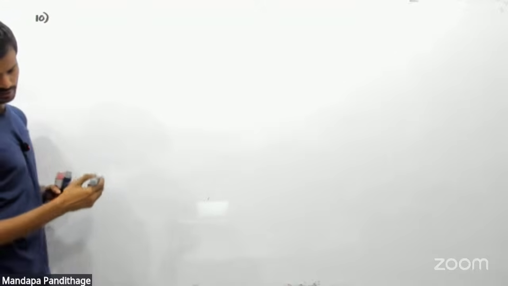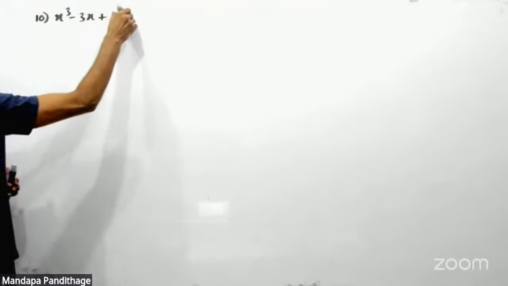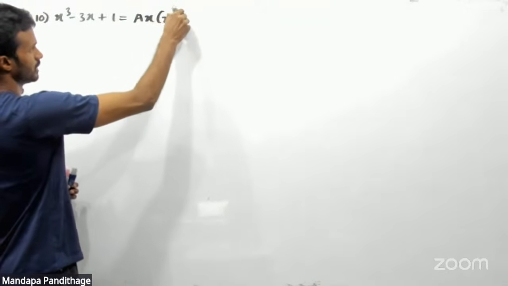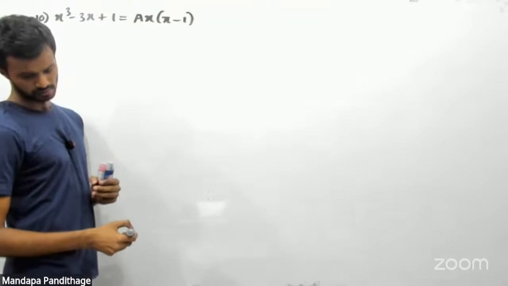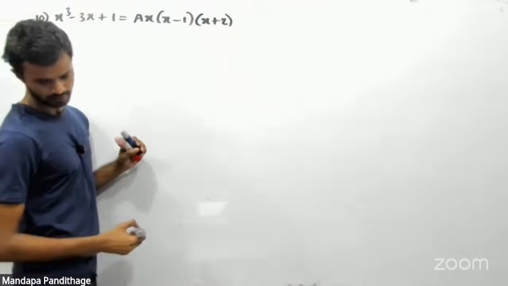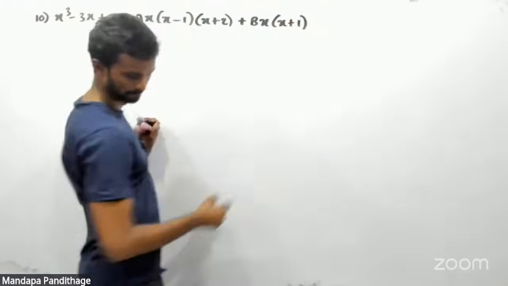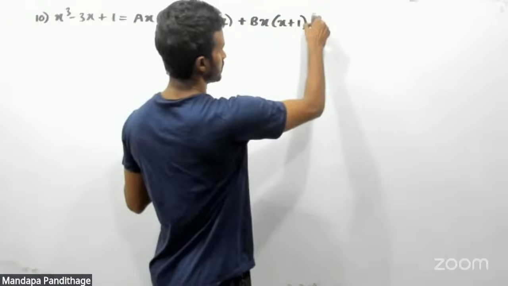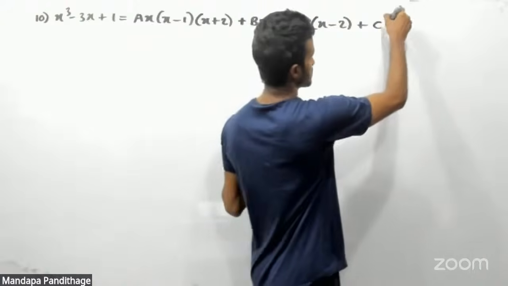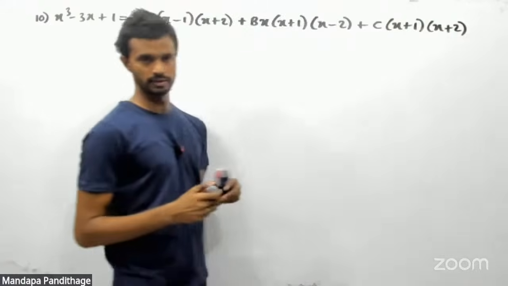Question number 10: we have x cubed minus 3x plus 1, which is equal to a times (x minus 1)(x plus 2), plus b times x (x plus 1)(x minus 2). I told you to make this x minus 2, and no cx, it's just c times (x plus 1)(x plus 2). So then to find a, check how you can make b and c disappear.